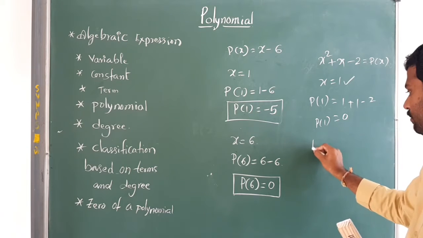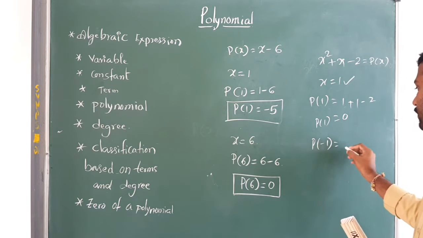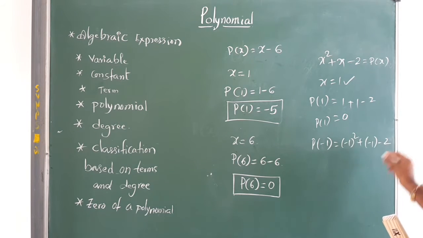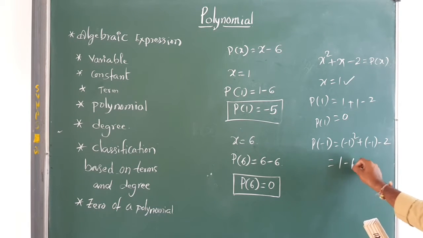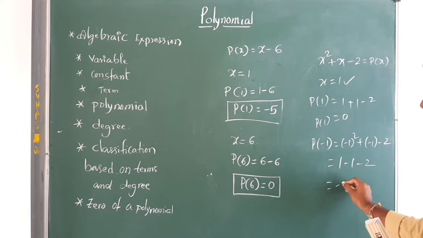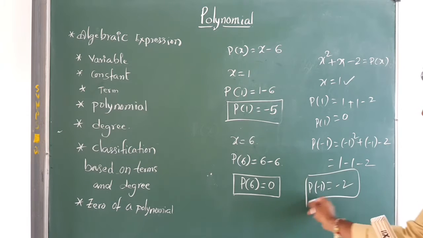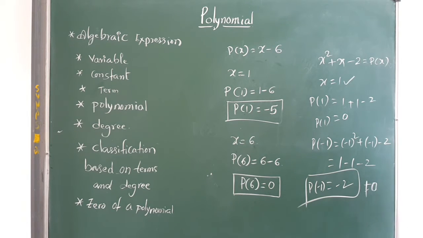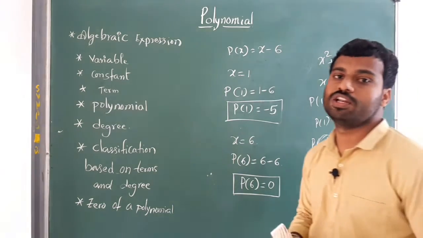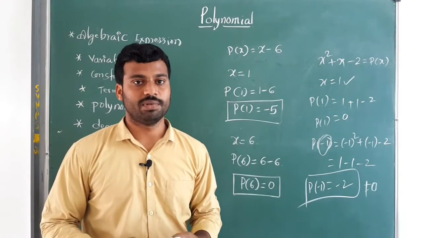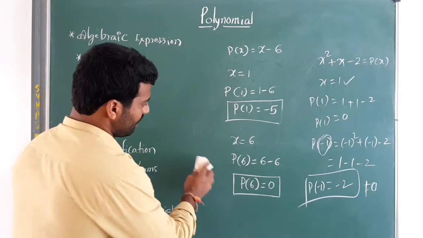You take x equals minus 1. So what will happen? Minus 1 squared is 1, then 1 minus 1 minus 2, which equals minus 2. P of minus 1 value is what? Minus 2, which is not equal to 0. So x equals minus 1 is not a 0 of this polynomial. So one more question I want to ask.